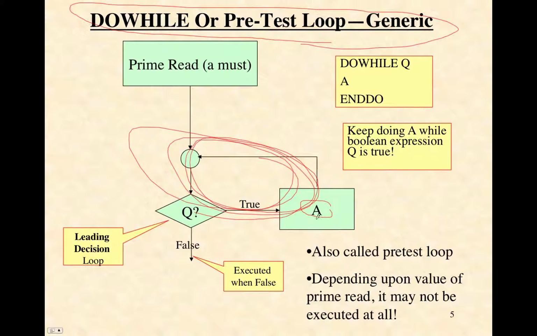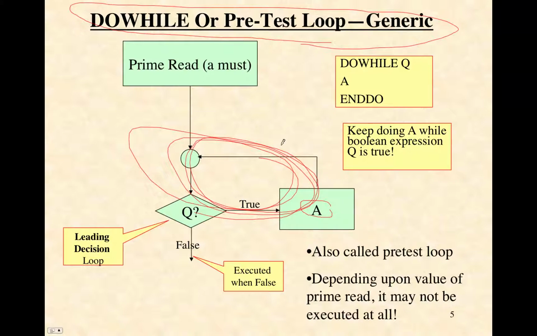A time may come that task A may change the q to false. If that is the case, we exit q. Okay. So keep doing A while Boolean expression q is true. So this is called a pretest loop.